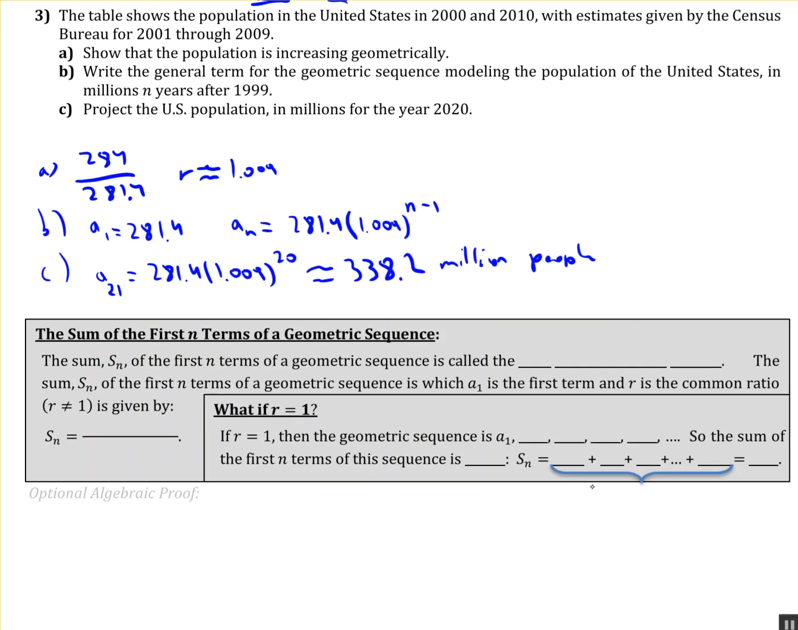All right, so the sum of the first n terms of a geometric sequence. And this is true for any sequence, really. It doesn't have to be geometric. We call it the nth partial sum.